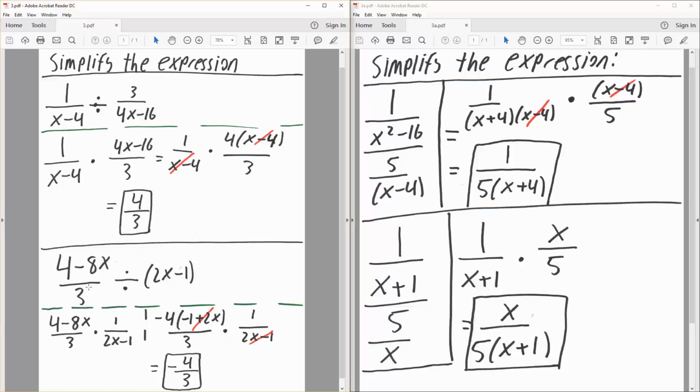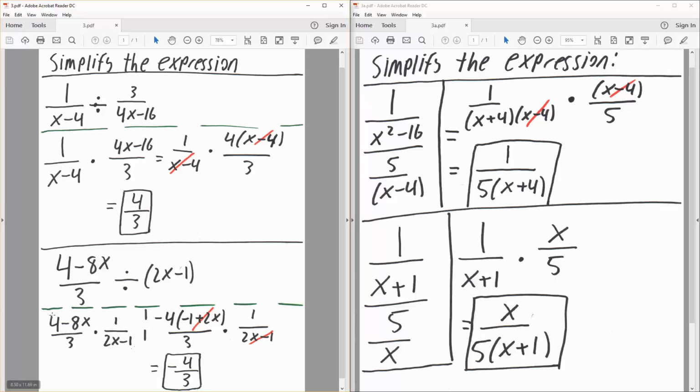And now we'll do the second problem. 4 minus 8x divided by 3 divided by 2x minus 1. And so what this is essentially saying is 2x minus 1 divided by 1. And like what we did for this problem, instead of dividing, we could do a multiplication sign as long as we flip this. So it would be 1 divided by 2x minus 1.